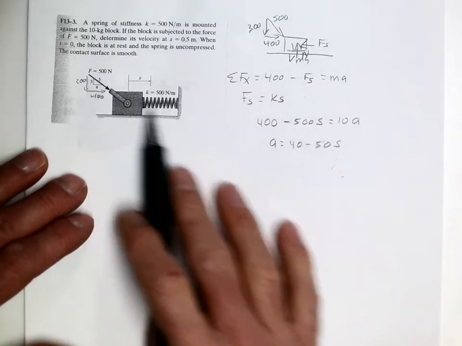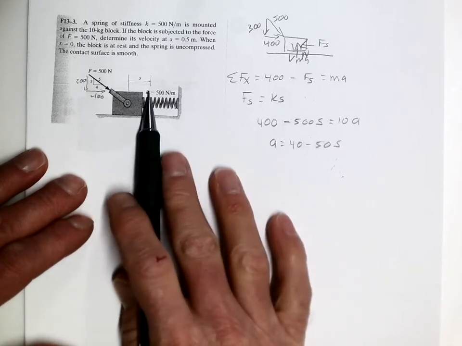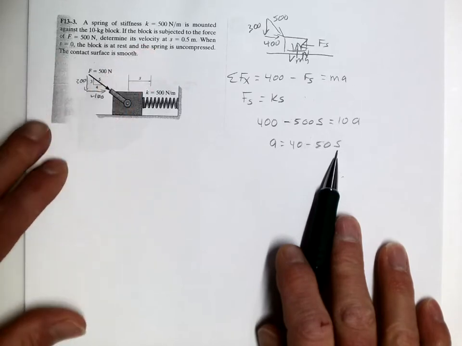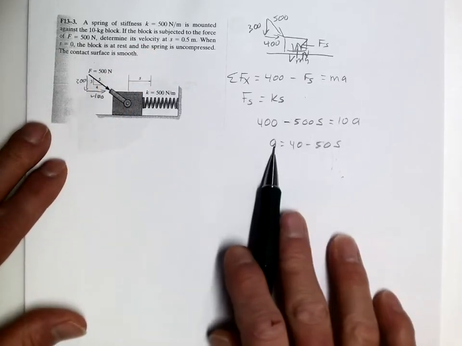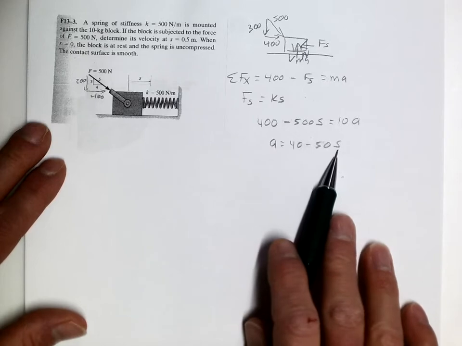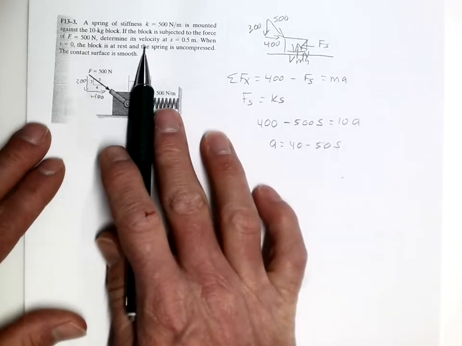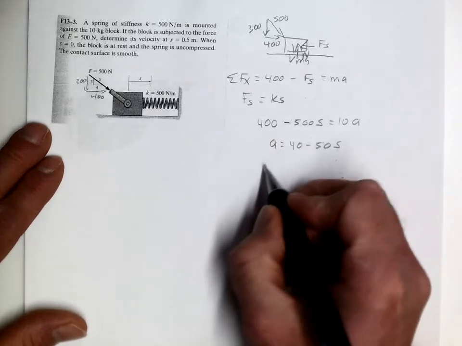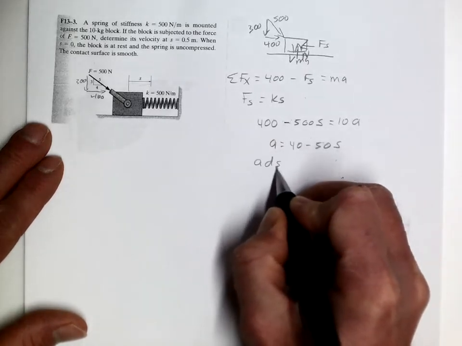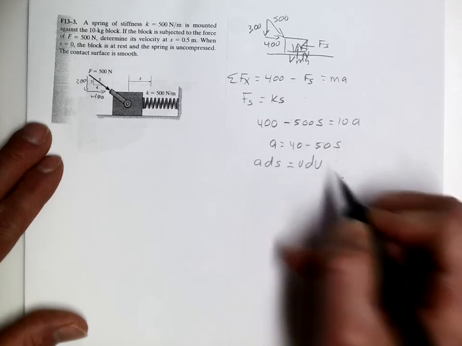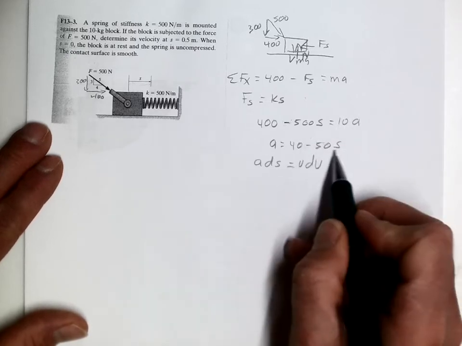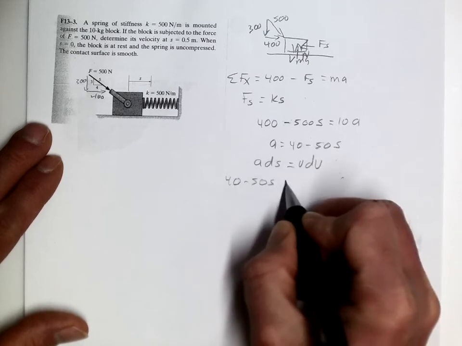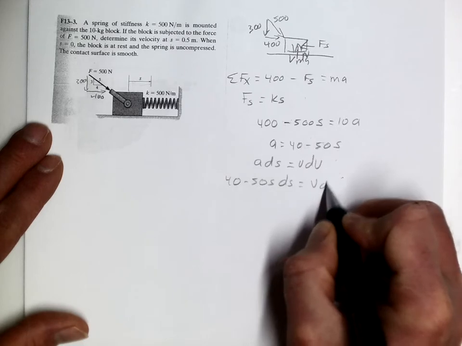Now we are looking for velocity. We've got distance. We've got an acceleration as a function of distance. We want to know velocity. Time isn't mentioned in the problem. Therefore, I'm thinking the equation a ds equals v dv. Putting that into a, we get (40 minus 50s) ds equals v dv.